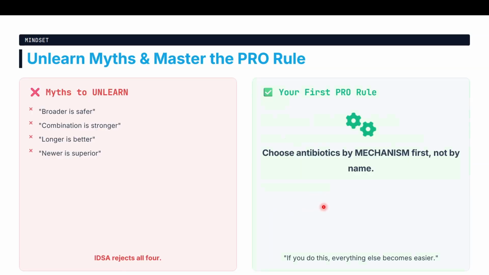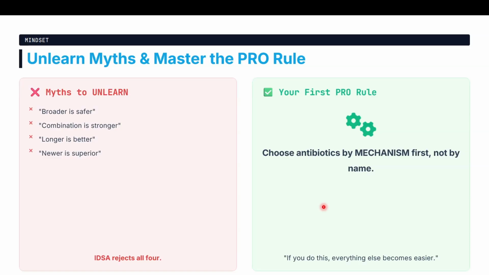There are a few myths that you need to unlearn. These are the myths that you need to eradicate from your mind. A broader antibiotic is not always safer. A combination of antibiotics is not always stronger. Longer is not better. Newer is not superior. The cefotaxime that was discovered long back is still the king of third-generation cephalosporins. It has the most studied pharmacokinetics and pharmacodynamics and spectrum of action, everything. Meropenem is not the safer choice in every organism, for example when you are suspecting methicillin-sensitive Staphylococcus aureus. And combination is not stronger: you cannot combine linezolid with clindamycin.